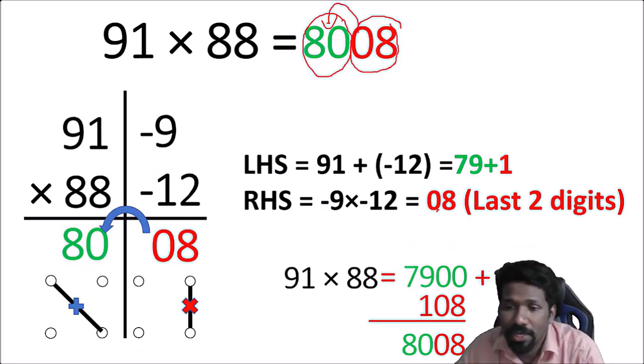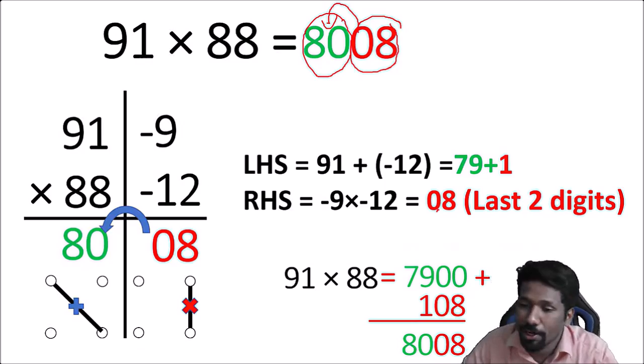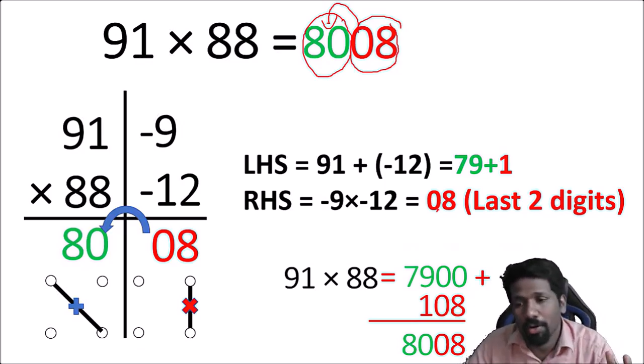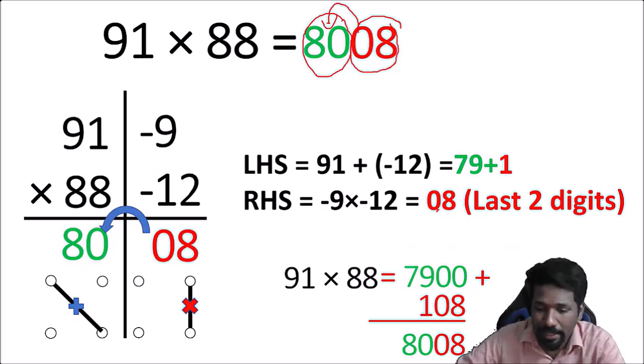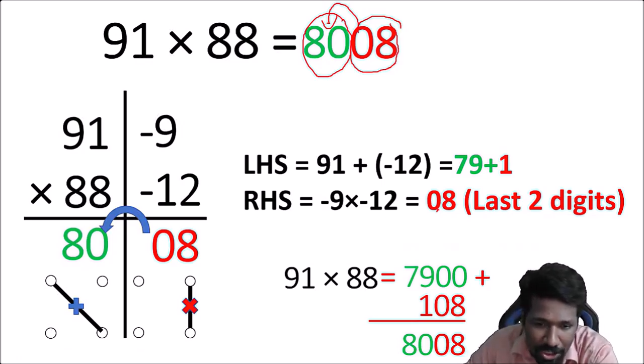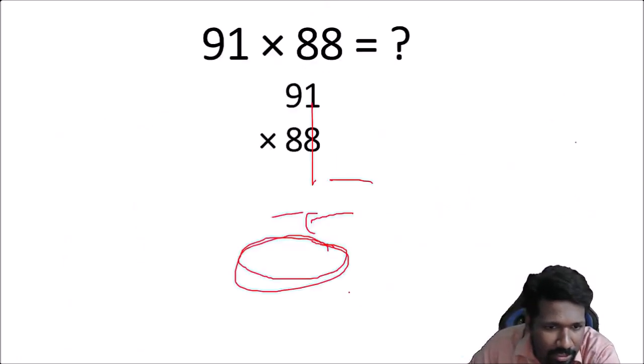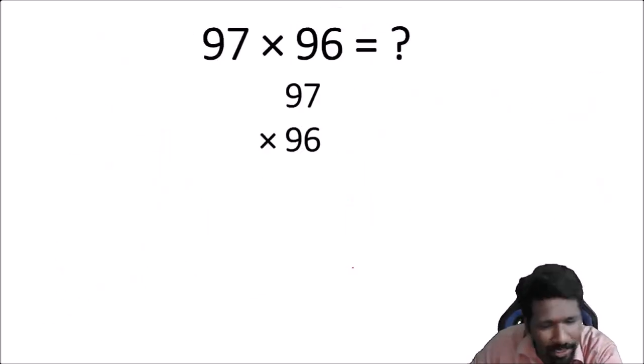Jordan, this method is limited to when the numbers are near to 100. When the numbers are not near to 100, we will be discussing that in another lecture. That is already there in the schedule. I think that is a 7th or 8th lecture. I'll just show you.